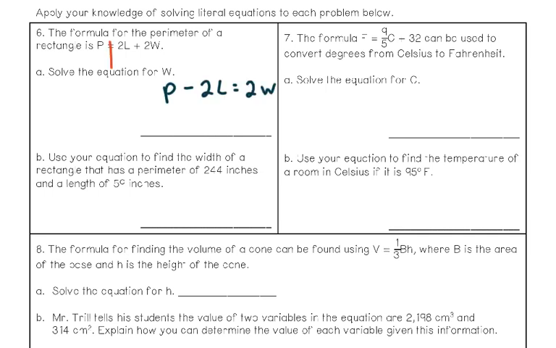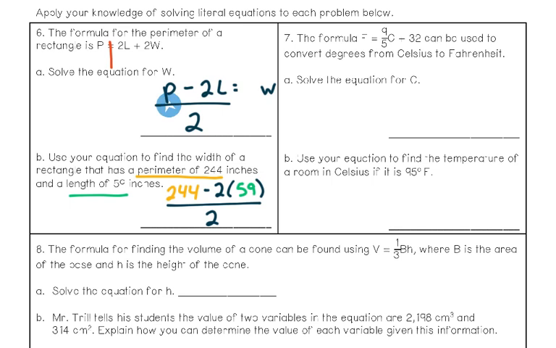Your first step would be to subtract the 2L from both sides and then divide by 2. Now that the equation is solved for W, or the width of the rectangle, it's really easy to plug in these values and evaluate this expression. Since 244 is the perimeter and 59 is the length, all you'd have to do is plug this into your calculator to determine that the width is 63 inches.